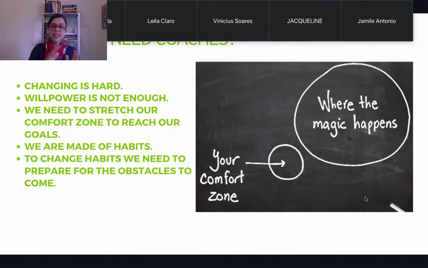And then this process of stretching the comfort zone needs to be supported by a process, because changing is very hard. And our natural state of mind will always avoid change, because our brain wants to be in the comfort zone, because thinking takes a lot of time and requires a lot of effort. And this is not something natural for us.